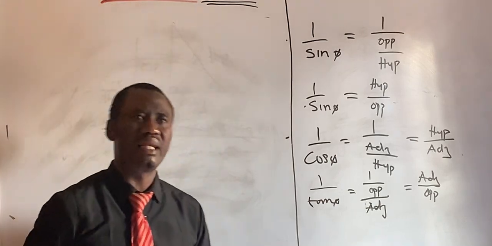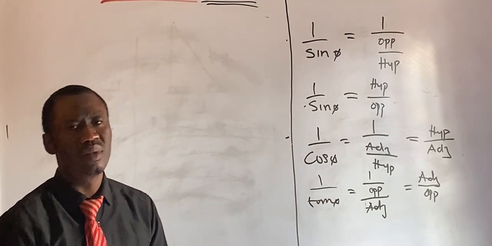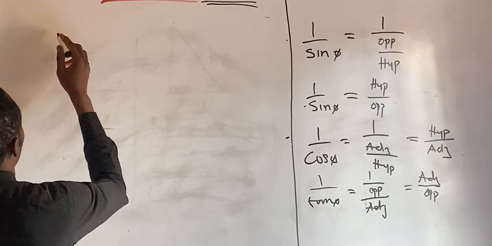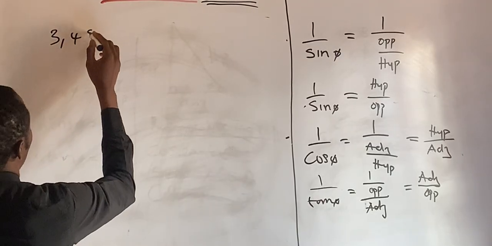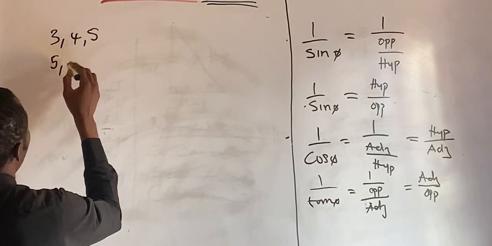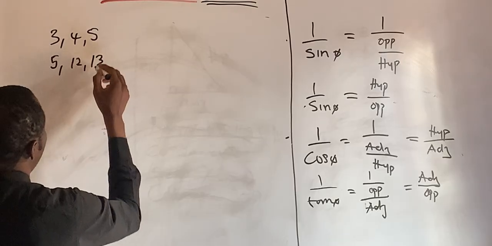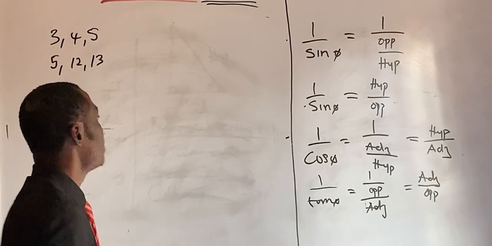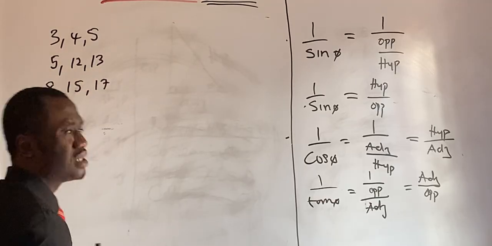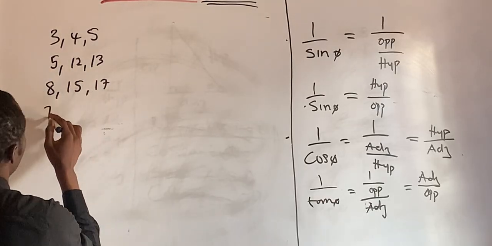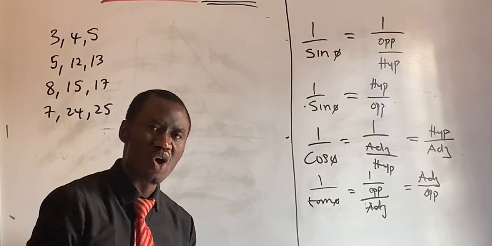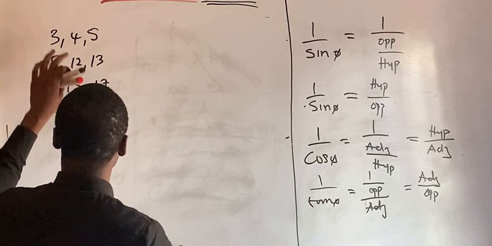Before we move to the next thing, I need to remind you there are some things you need to put at the back of your mind. 3, 4, 5 sides of a triangle. 5, 12, 13 sides of a triangle. 8, 15, 17 sides of a triangle. 7, 24, 25 sides of a triangle. What do we mean by that? Let's start off with this.